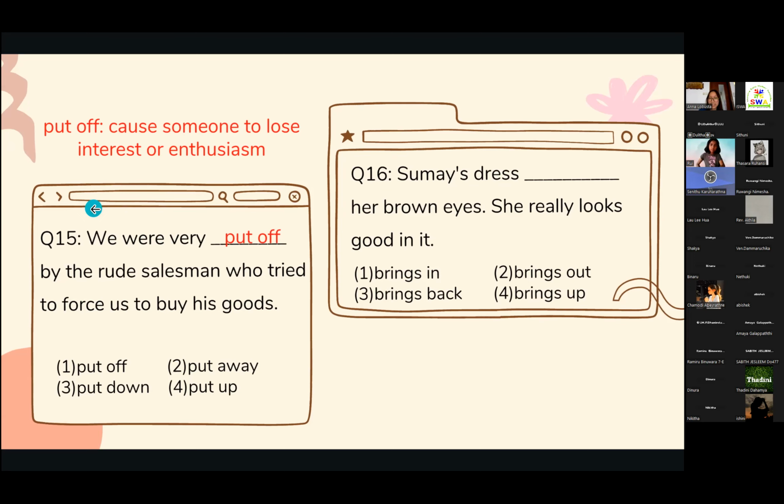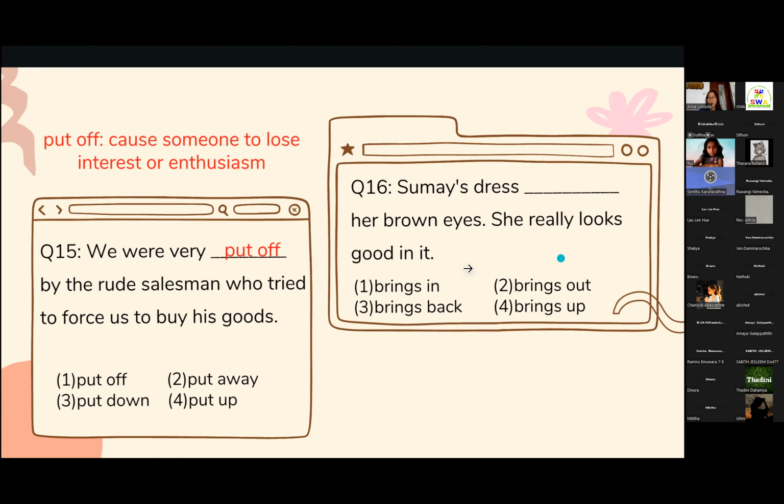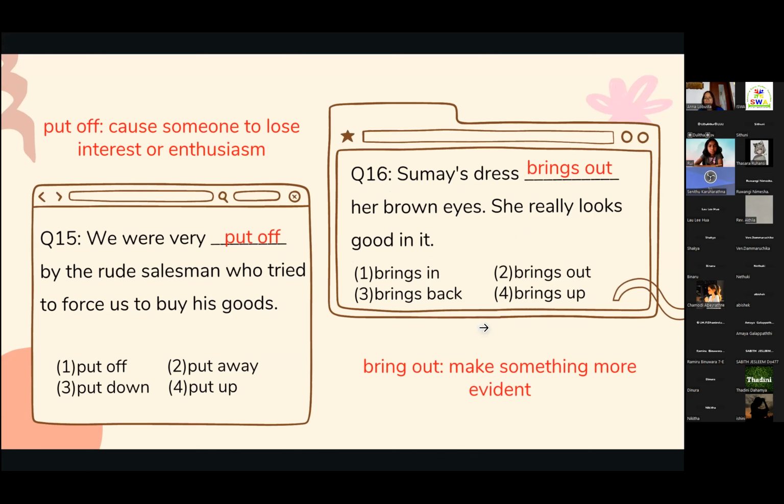Okay, then question number 16. Sumai's dress blank her brown eyes. She really looks good in it. I see a lot of ones, brings in, but actually the correct answer for this would be brings out. Sumai's dress brings out her brown eyes. She really looks good in it.